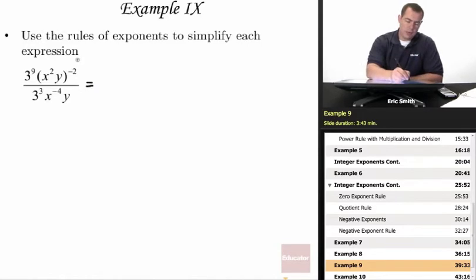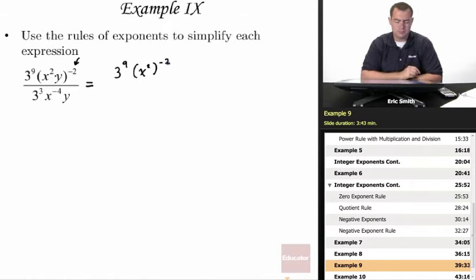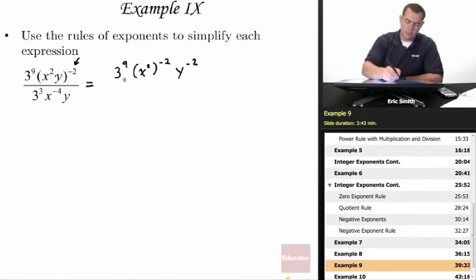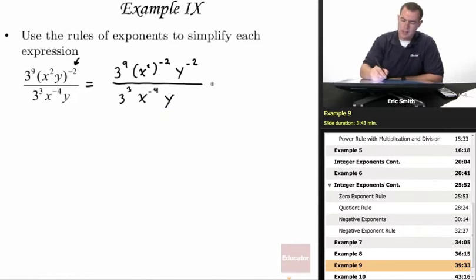Well, I'm going to go ahead and take that negative 2 and spread it out over my x squared and y, since both of those are being multiplied on the inside there. So 3 to the 9th, then I'll have an x squared to the negative 2. Alright, and I'll also have a y raised to the negative 2 as well. So I put that negative 2 on both of them. Now let's go ahead and multiply our exponents here.